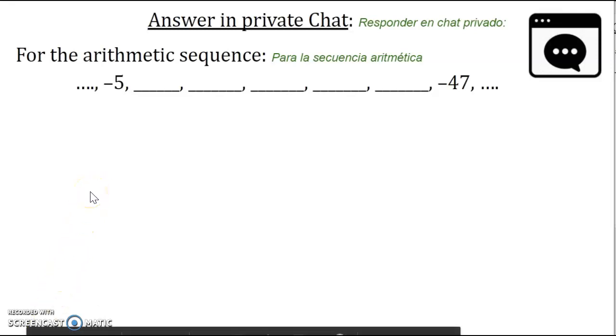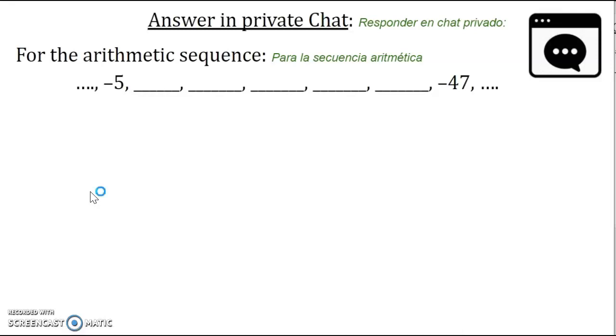So similar question, you're going to be answering in private chat. For the arithmetic sequence with a -5, and we have 1, 2, 3, 4, 5 missing numbers and -47. Okay, if you're told that this is arithmetic sequence, that means we know that it's increasing by the same number. Okay, so it's missing 5 and it goes all the way to -47 from -5.